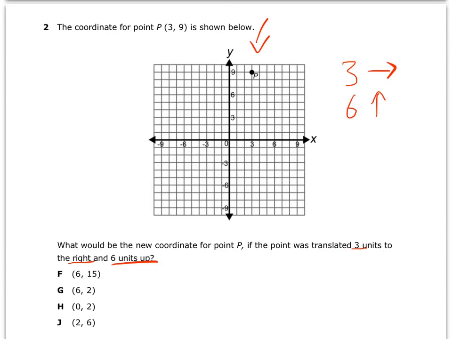We're going to go 3 to the right, so 1, 2, and 3. And then we're going to go up 6. So instead of 9, it's 1, 2, 3, 4, 5, and 6. If we started with 3 down here and we went to the right 3, now our x is what? 6. And if we went up from 9 six times, what are we going to end up on? 15, which makes our answer F.